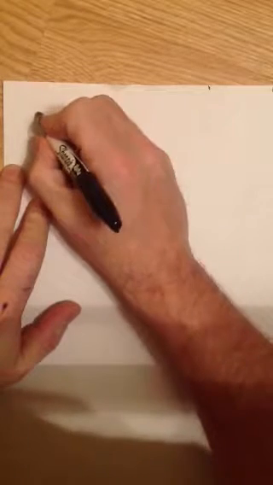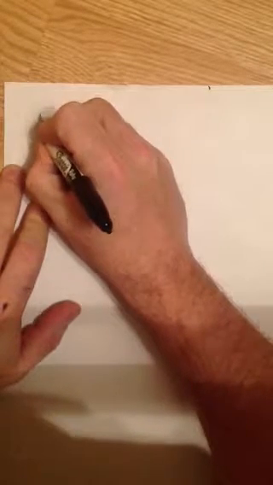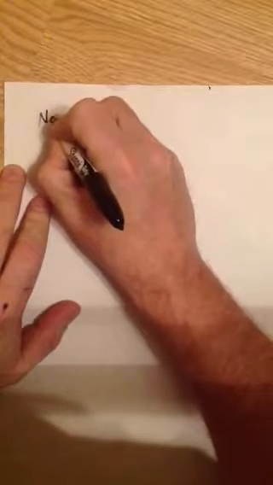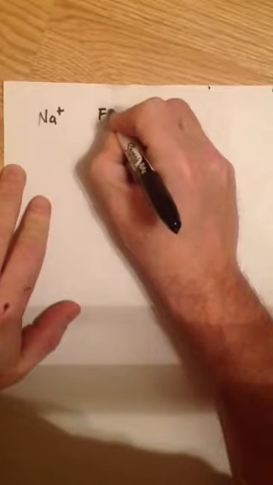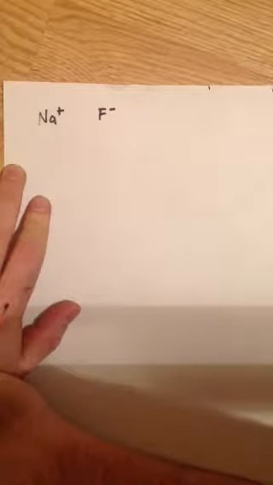What we're going to work on is how to write chemical formulas when you're given ions. Now, what we're going to work with first here is, let's say we're given a sodium ion and we're given a fluoride ion. Now, when we put these ions together, as long as they're forming a neutral compound, their charges should add up to be 0.